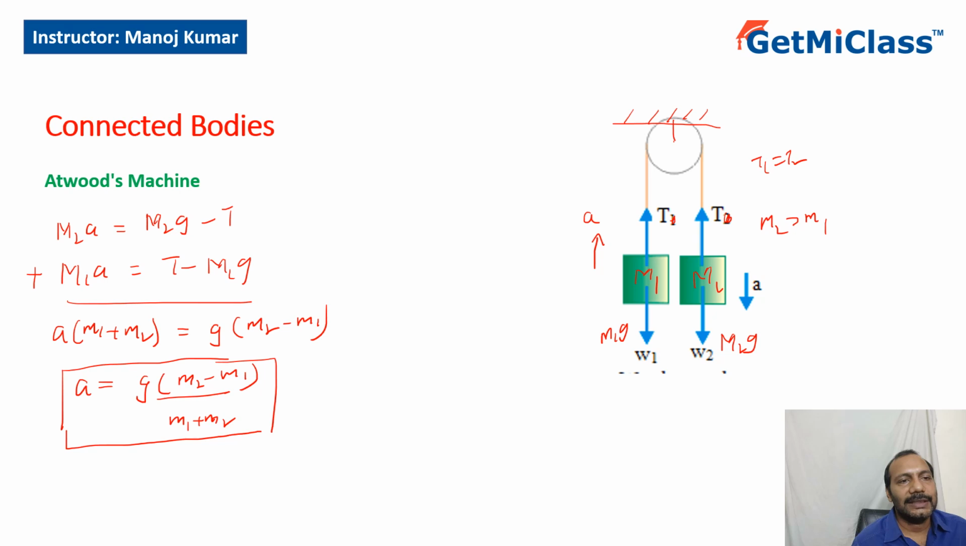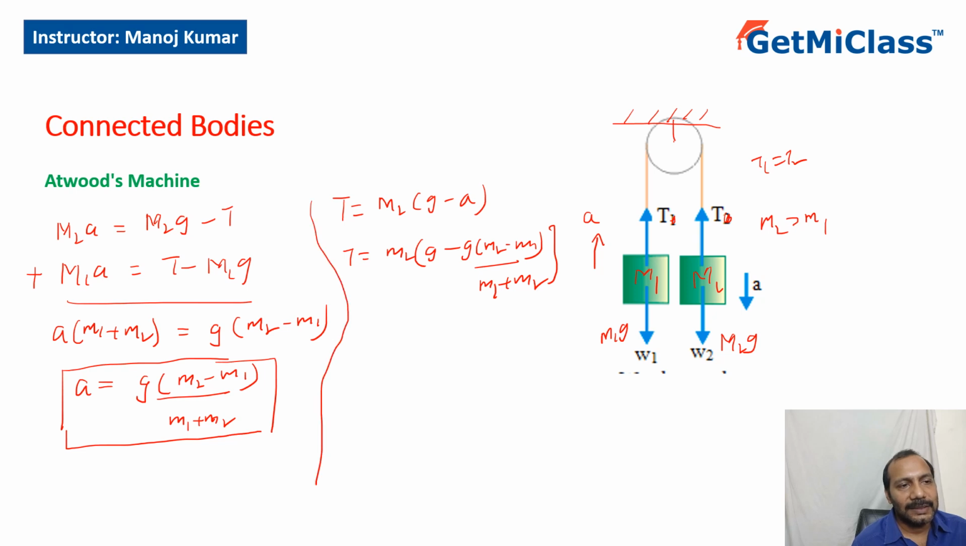Now I want to find the tension. How do I find tension? I can take one of the expressions. Tension T can be written, if I take M2, which is going down, as M2 into G minus A. So T equals M2 into G minus G into M2 minus M1 by M1 plus M2. That can be written as T equals M2G, I'll take it out, and I'll be left with M1 plus M2 minus M2 minus M1 by M1 plus M2.